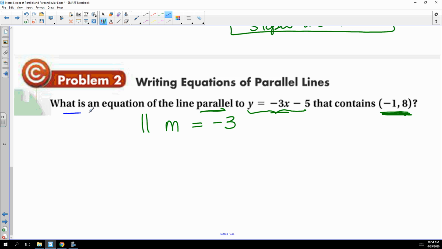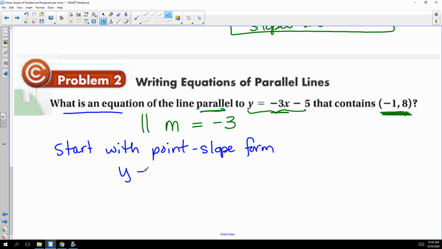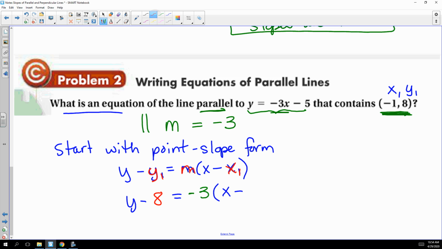It didn't ask us for which form of a line to write it in, so let's just start off with point slope form. We're going to start with point slope, and then we're going to simplify it a little bit. So point slope form, recall, is y minus y1 equals m times x minus x sub 1, and we're going to plug in for y sub 1 and x sub 1 and m. So we've got y minus, and this is x sub 1 and y sub 1. So y minus 8 equals, and the slope that we are using is the parallel slope, so same slope, negative 3 times x minus negative 1.